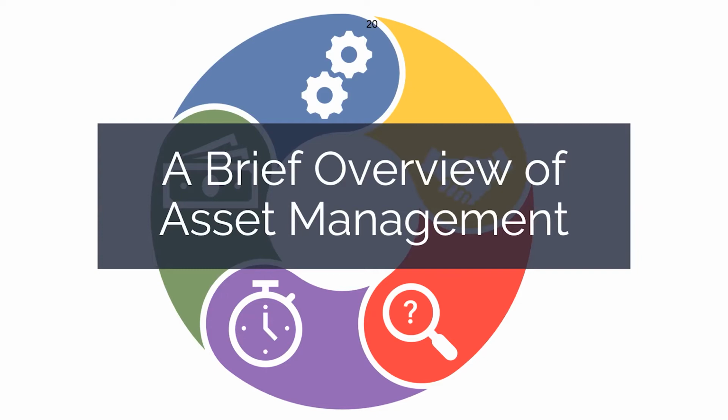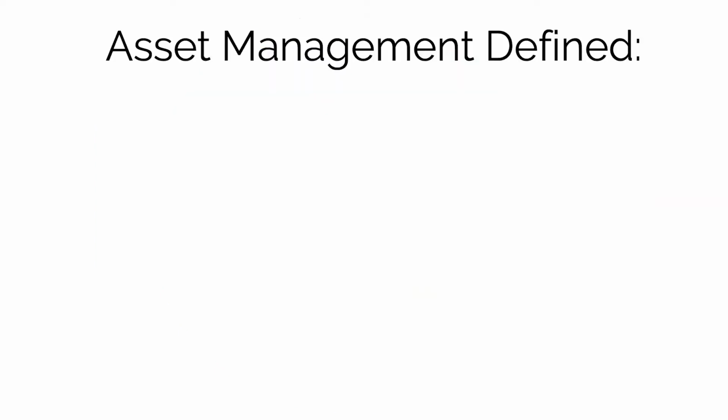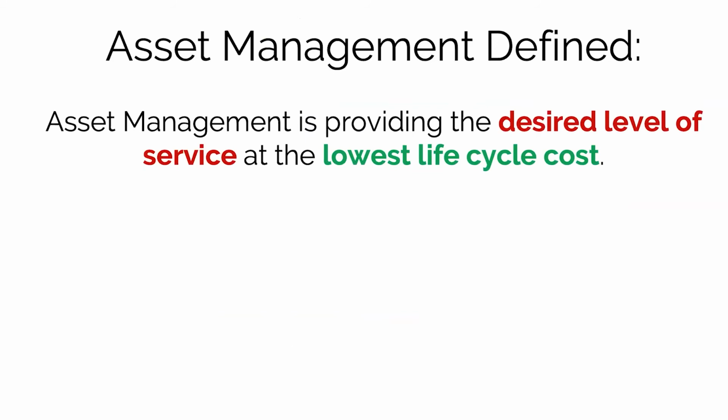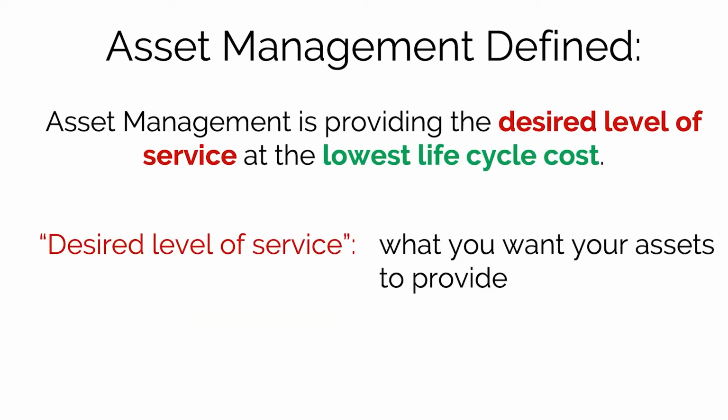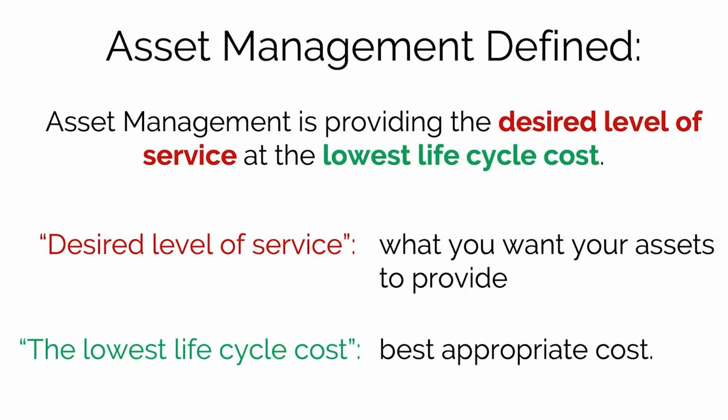For those of you who are new to the world of asset management, this will be a very brief introduction so you can frame what we're talking about today. So what is asset management? The definition is that it's a framework to provide the desired level of service at the lowest life cycle cost. What that means in English is the desired level of service is what you want your assets to provide. And the lowest life cycle cost is the best appropriate cost for your system with your particular set of economics.